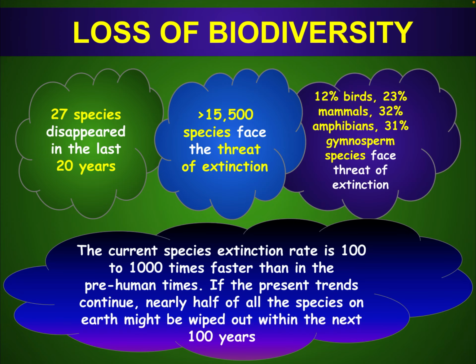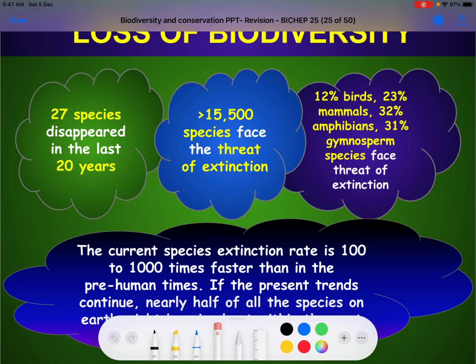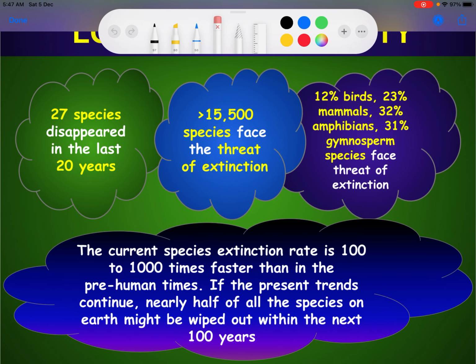Now, the facts related to the loss of biodiversity, let us discuss those, how many species or subspecies may be under the threat of mass extinction. If you see the first fact, 27 species disappeared in the last 20 years, only the last 20 years, 27 species, right? And right now, more than 15,500 species face the threat of extinction.